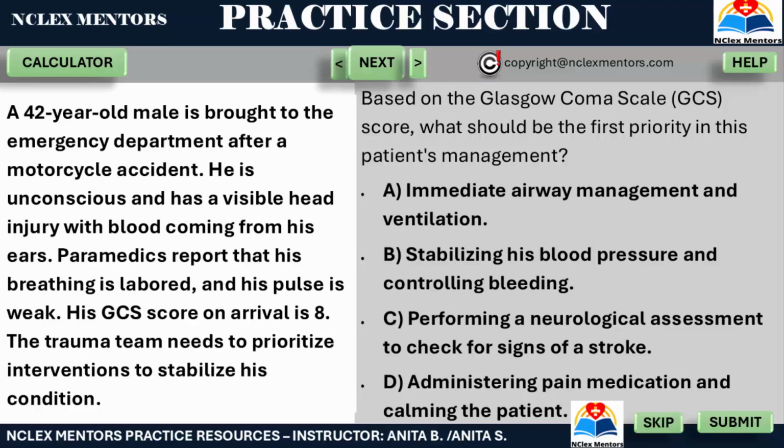The options given to you on the screen are Option A, immediate airway management and ventilation. Option B, stabilizing his blood pressure and controlling bleeding. Option C, performing a neurological assessment to check for signs of a stroke. Option D, administering pain medication and calming the patient. Let me reveal the right answer of this question. You can pause the video if you need more time to understand the question again.